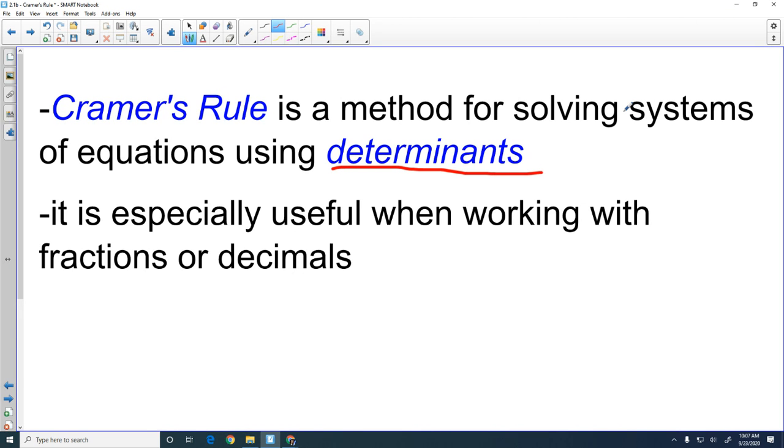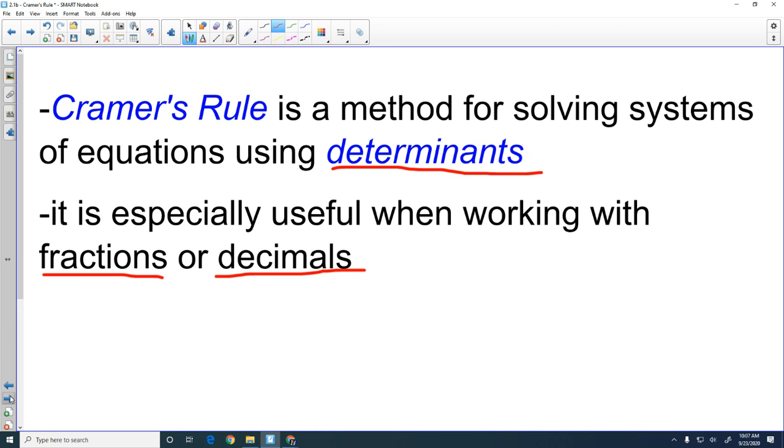You might have your favorite between substitution and elimination already, but this is a new one that you haven't seen back in Algebra 1. It's a little daunting at first, but once you try it a couple times, you'll see how easy it is to get your x and your y. And another big benefit is if you're ever using fractions or decimals, which are a pain with substitution or elimination when you're trying to cancel something out, this works a lot better, because it's a pretty easy calculation to do this determinant.